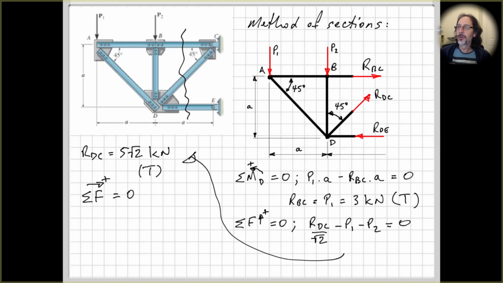Sum of the forces in the horizontal direction equals 0. We have RBC, the horizontal component of RDC and RDE. So RDE is our only remaining unknown. Solve for RDE and we get 8 kilonewtons, okay, which is the same as we had previously. And it's in compression, right? We can see the force here pushing into the truss member, so therefore in compression.